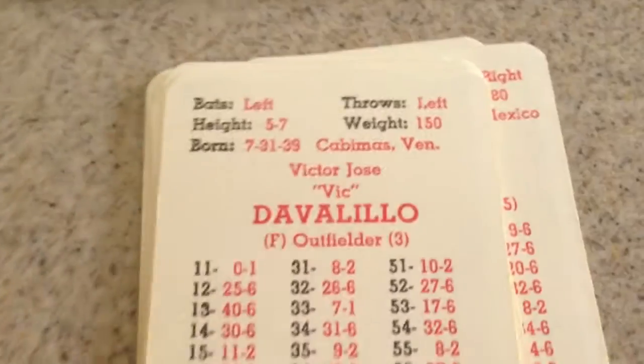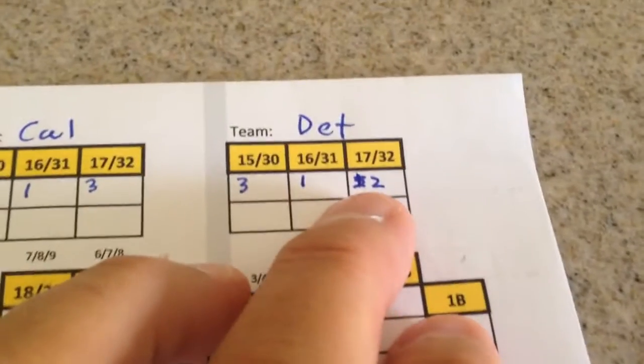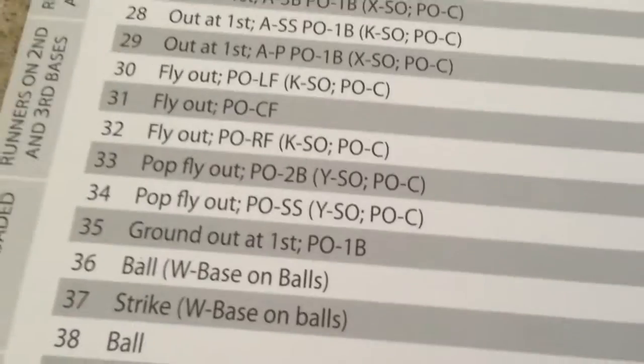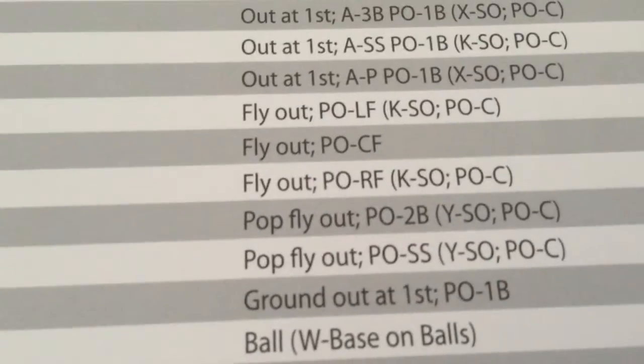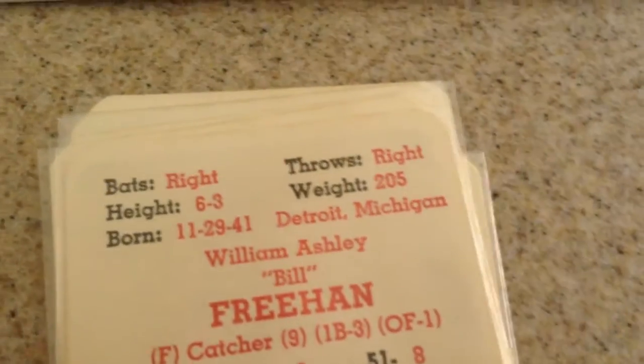Two up, two down. And we got Mr. Davalillo. 46 is a 32. A 32, our right fielder Northrup's rated a 2, so we use fielding column 2, and that's going to be, we know, a fly ball to the right fielder Northrup, of course. Okay, 3 up, 3 down. Freehan leads off the bottom of the 6th.